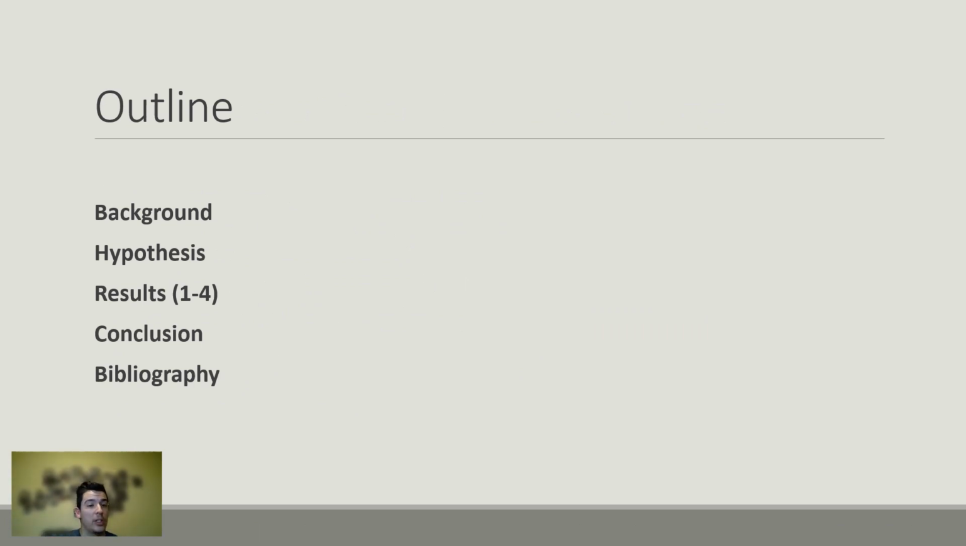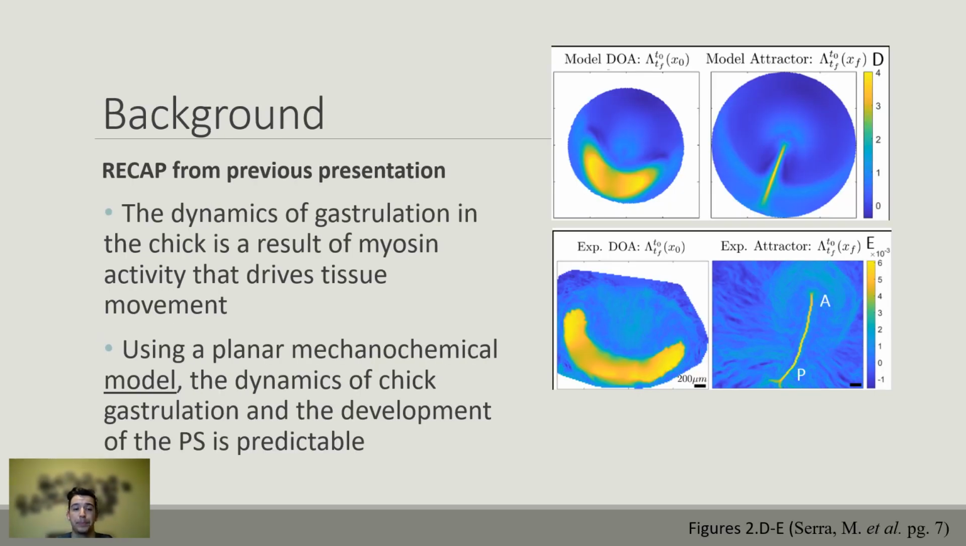Outline for the rest of this presentation: we'll quickly talk about the background of the research, talk about the hypothesis, what the researchers are trying to determine, what they hypothesize, talk about the results and the conclusion, and finish with the bibliography. First off, I'd like to do a quick background. This is a little recap from the previous presentation of Ben's.